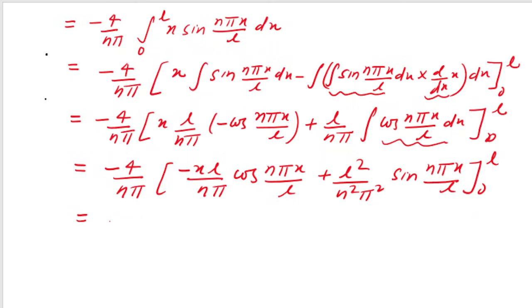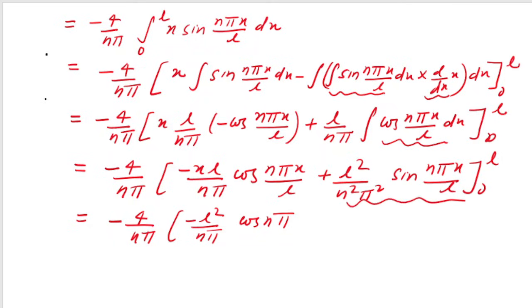So I will get minus 4 by n pi, and if I put the upper limit here, I will get x, so I will get minus L square by n pi, and I will get L cancel, because if I put x is equal to L, I will get cos n pi. If I put 0 here, 0 into everything will make it 0. In this term, if you put upper limit L, you will get n pi L by L, L cancel, sine n pi will become 0. And if you put 0, sine 0 is also 0. So I will just get this term, right?